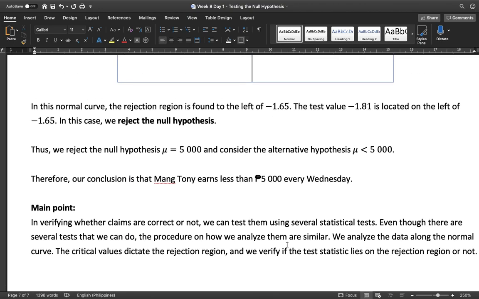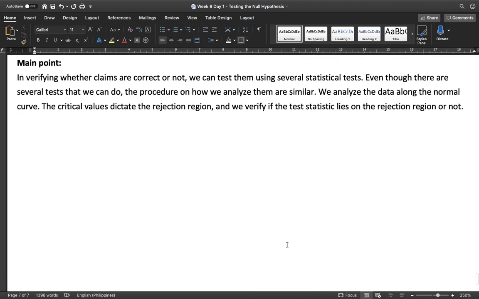Mahaba-haba yan. So, aralin niyo yung mga lessons na yun. Okay? So, in verifying whether claims are correct or not, we can test them using several statistical tests. In our next lesson, pag-aaralan natin kung ano yung mga test na yun. Even though there are several tests that we can do, the procedure and how we analyze them are similar. We analyze the data along the normal curve. The critical values dictate the rejection region, and we verify if the test statistic lies in the rejection region or not. If they are in the rejection region, reject the null hypothesis. If the statistic is not in the rejection region, we fail to reject the null hypothesis.